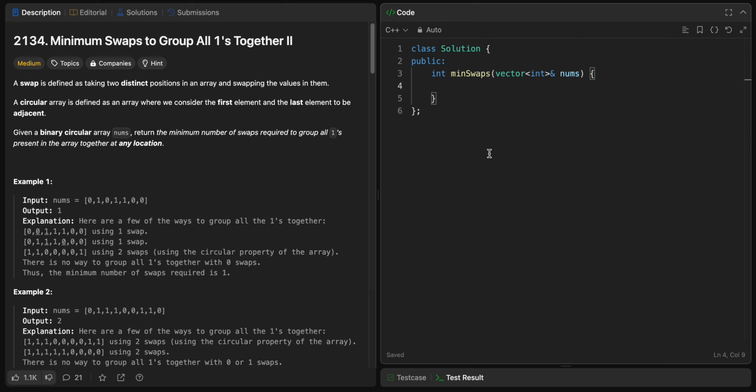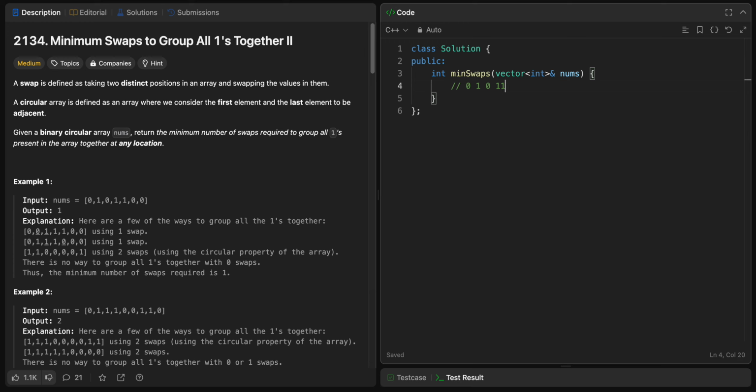Let's deep dive into the description. We were given a circular array, where we consider the first element and last element to be adjacent. And a swap is defined such that we could swap any two distant positions in the array. Return the minimum number of swaps required to group all ones present in the array together at any location. Great.